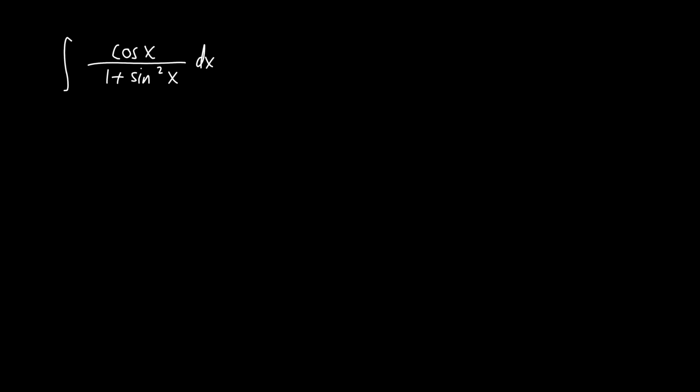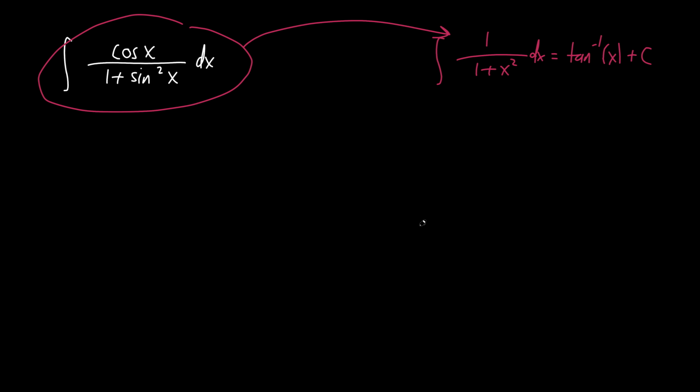In this problem, we're being asked to integrate cosine of x over 1 plus sine squared of x with respect to x. What we want to do here is recognize that this looks a lot like the integral rule of 1 over 1 plus x squared. This would come out to be arctan or tan inverse of x.